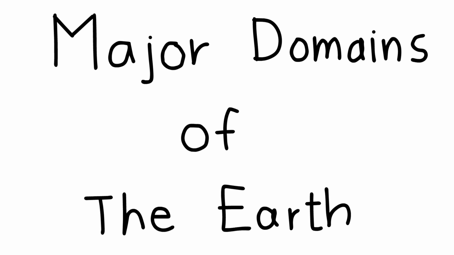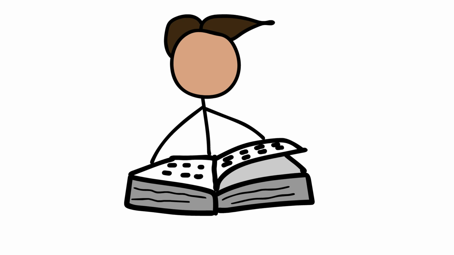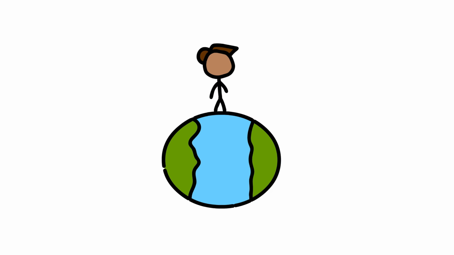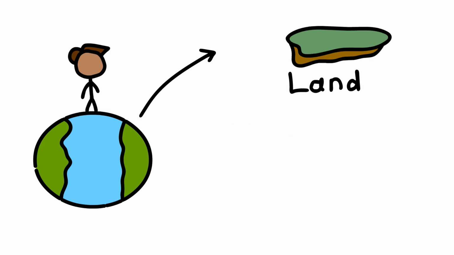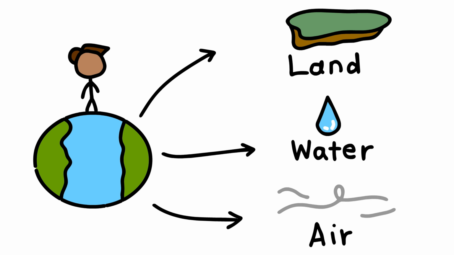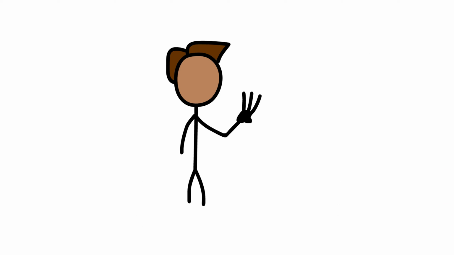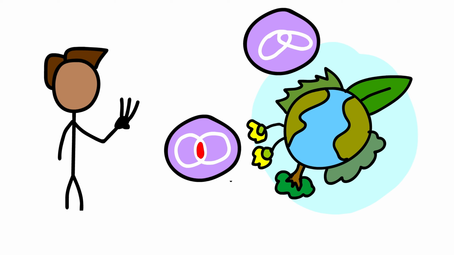Major domains of the Earth. As you have read in the first chapter, the Earth is the only planet which has life. Human beings can live here because the life-sustaining elements of land, water, and air are present on the Earth. The surface of the Earth is a complex zone in which three main components of the environment meet, overlap, and interact.